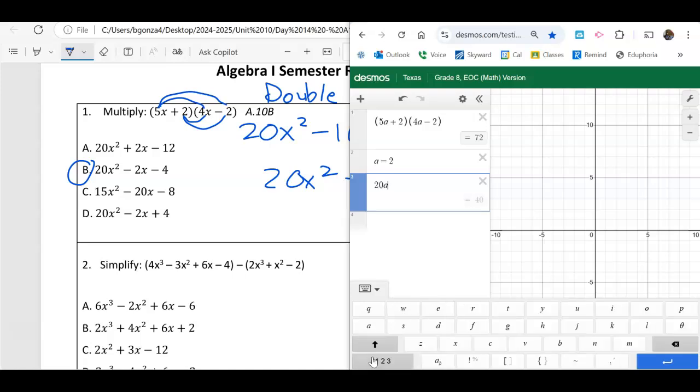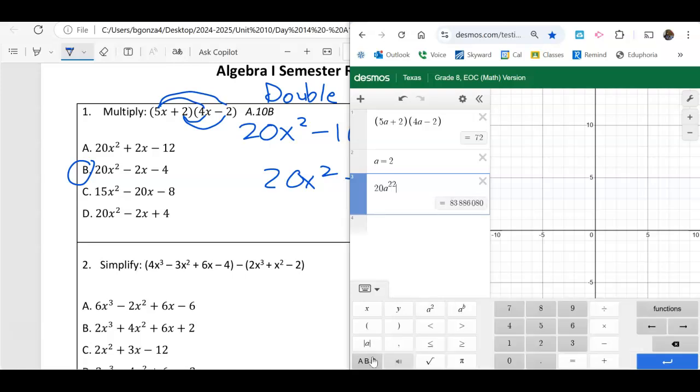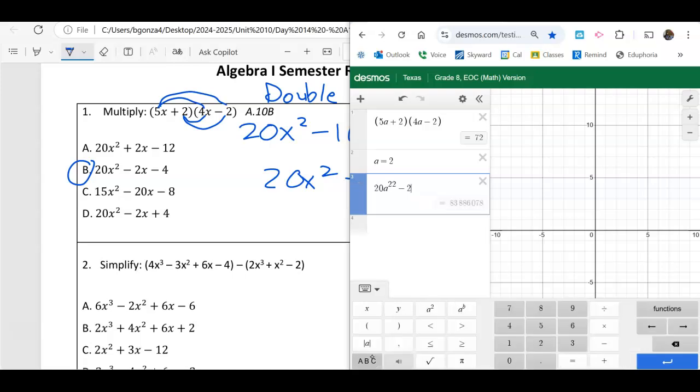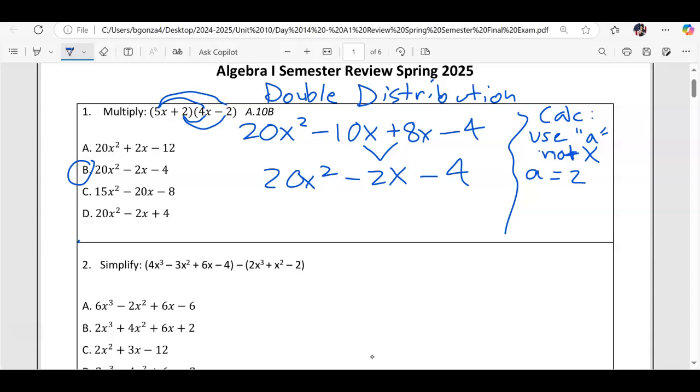So when I type in that answer choice of B, I get the same value, okay? So again, you can change X to A, set A equal to a value, plug in your answer choices to see which one is the equivalent, okay? This is a test strategy for equivalence, all right?